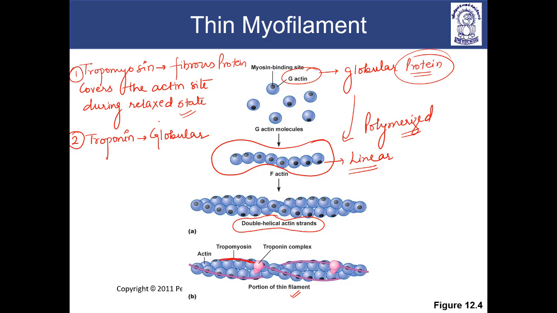It's a globular protein having three units. The troponin is having three units. That is why it is known as the troponin complex. So the troponin is having three units.